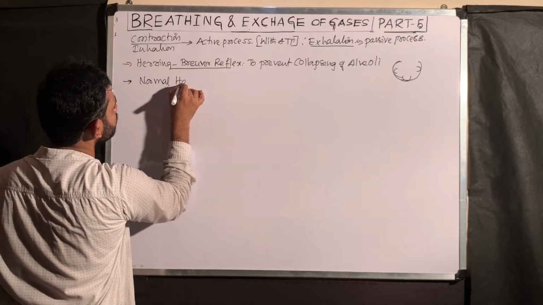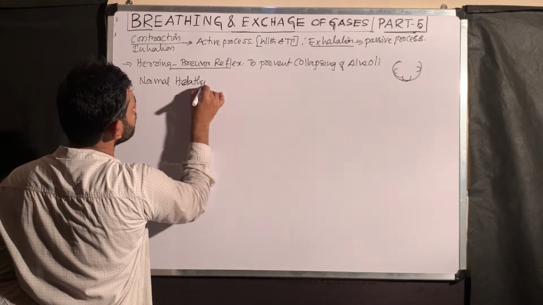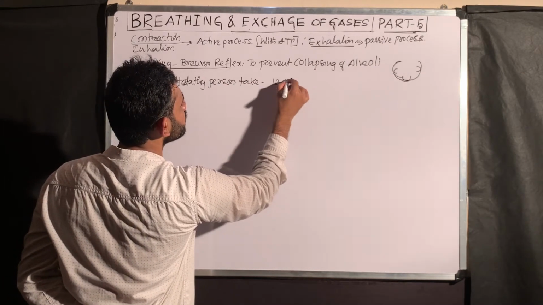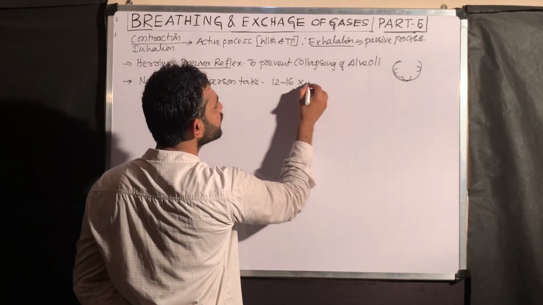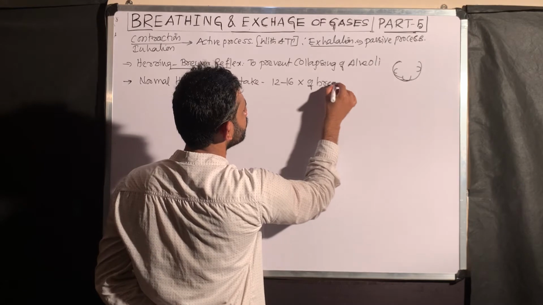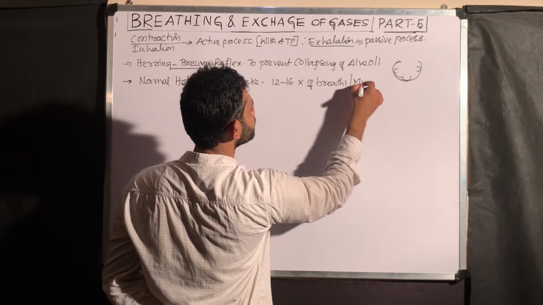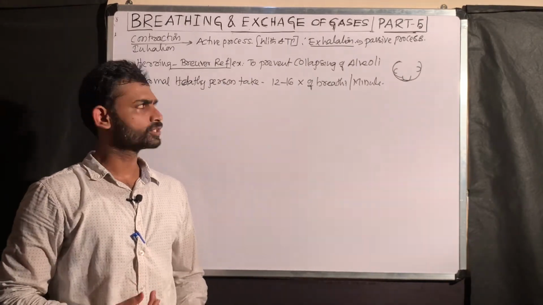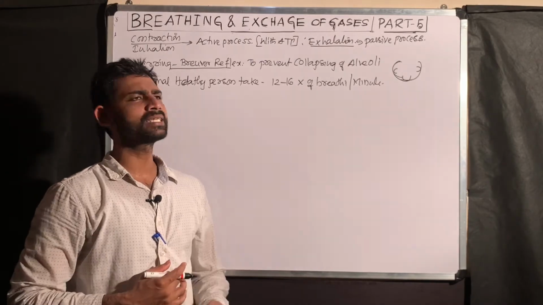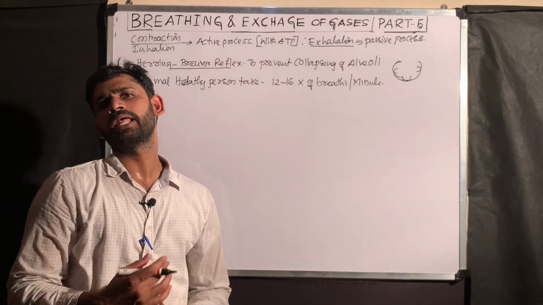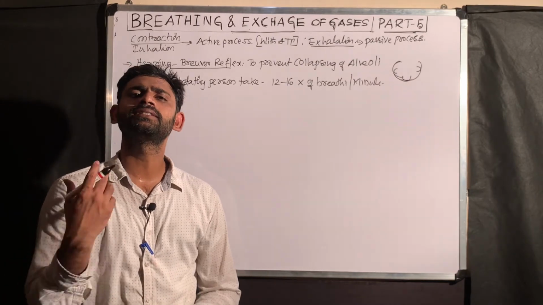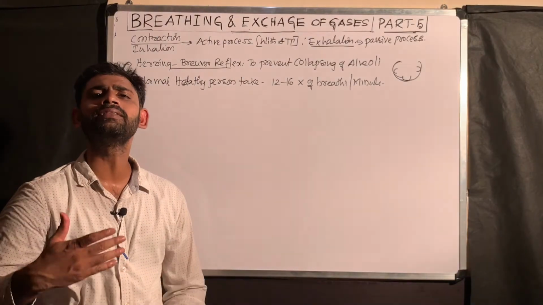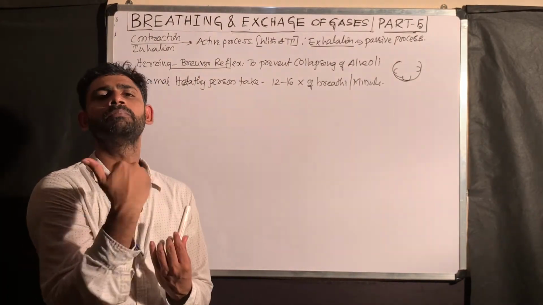The next point is related to breathing rate. A normal healthy person takes 12 to 16 breaths per minute. Under normal physiological conditions, a healthy person takes 12 to 16 breaths per minute. But when you are exercising, the requirement of oxygen by the tissues increases. At that time, the breath rate will automatically increase. This is the normal breath rate.